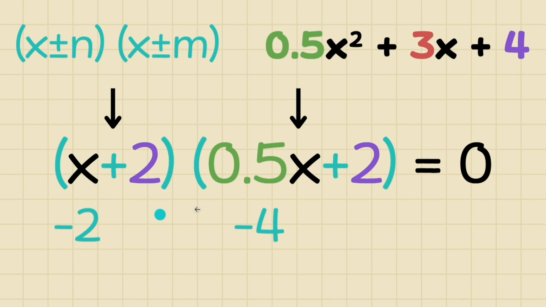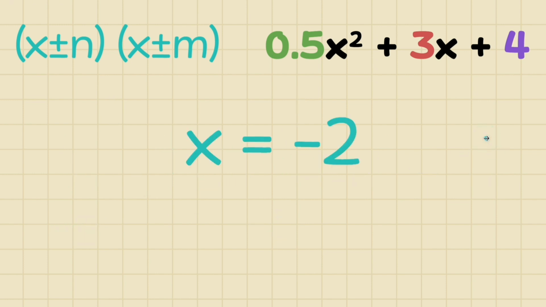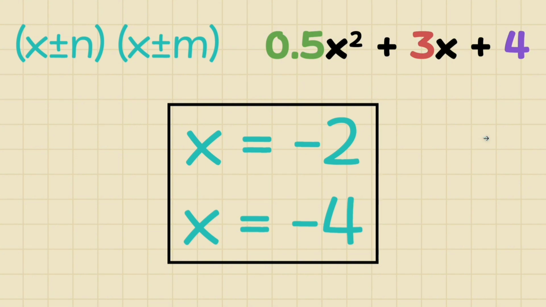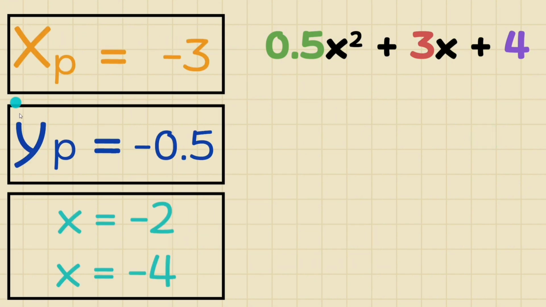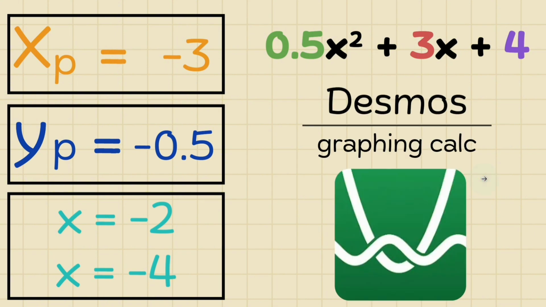So now we have our x's. We have x equals negative 2 and x equals negative 4. Put a box around it, and here we have all of our equations. The last thing we need is to plot it all into a graph, which is where this handy-dandy app comes in, Desmos, the graphing calculator.